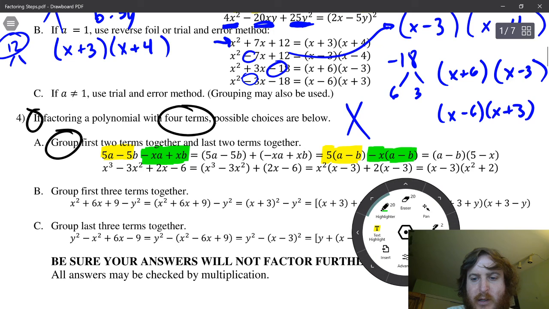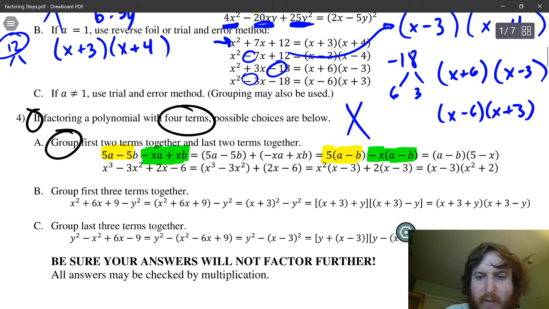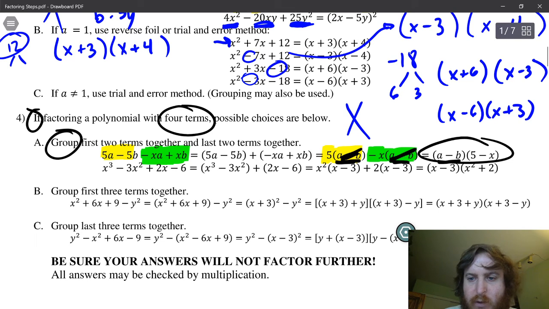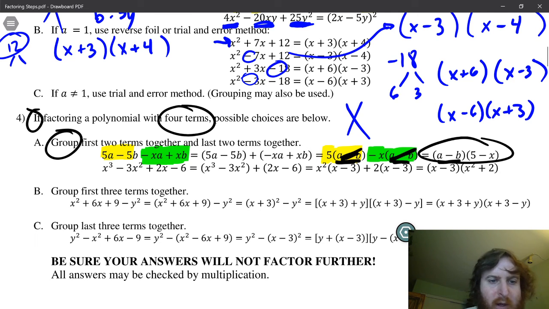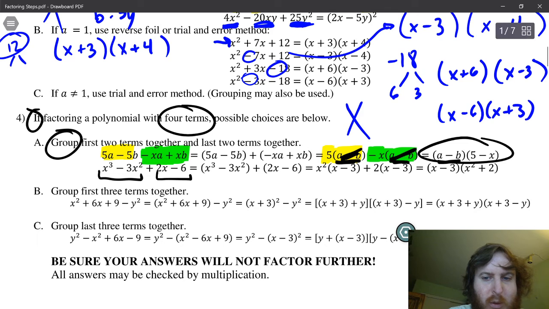And so now what we can see is in both of these, what's the same? Well, in both of these, they have an a minus b term. So we're factoring out this a minus b term, and what's left over is 5 minus x. So there's our answer. Okay? I think most of us are pretty good at this one, so I'm not even going to go through the example. You can look at it on your own. But essentially, we're grouping these 2. We can factor out an x squared. We're grouping these 2. We can factor out a 2. And we'll get to our answer.